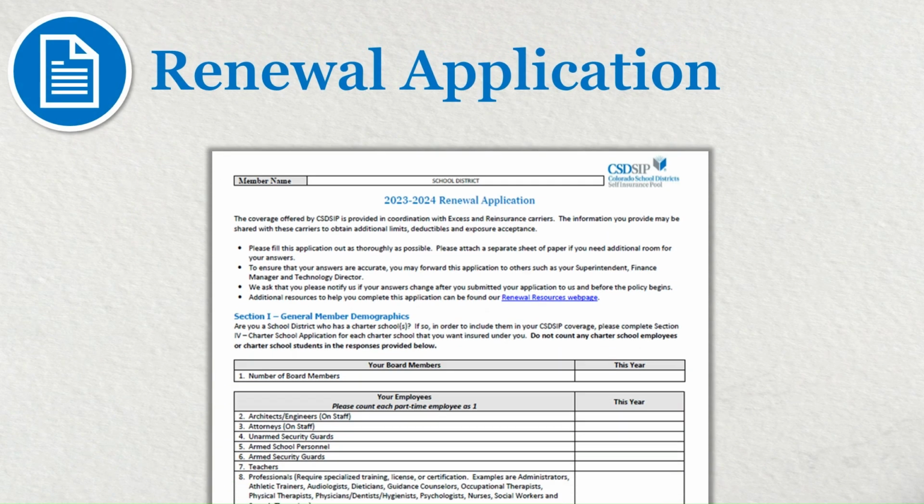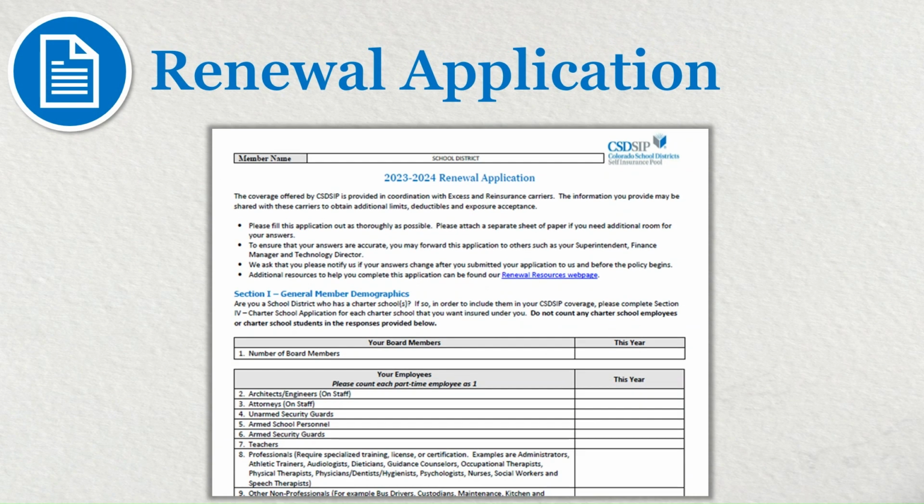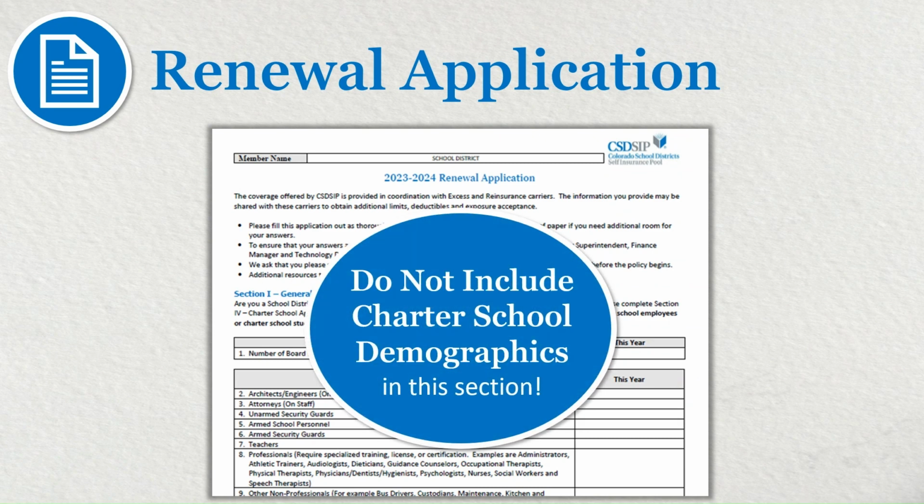Renewal application. Please complete the This Year column of the application. If you are a school district and you have a charter school, please do not include the charter school's demographics in the first section of the renewal application.